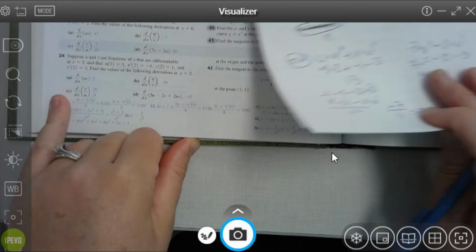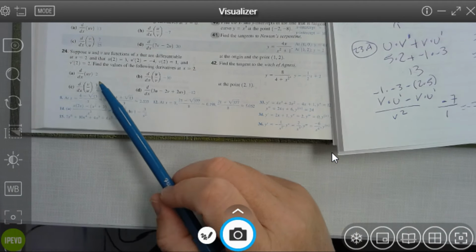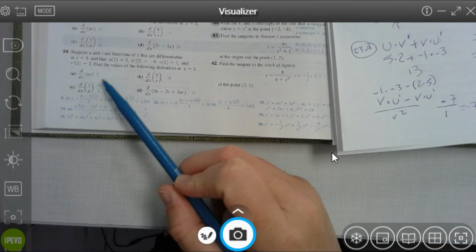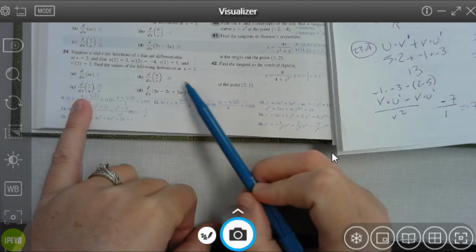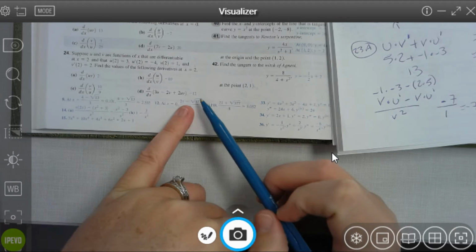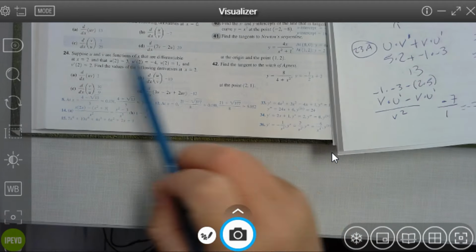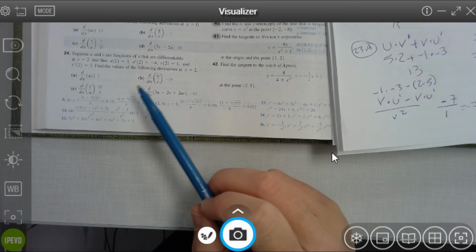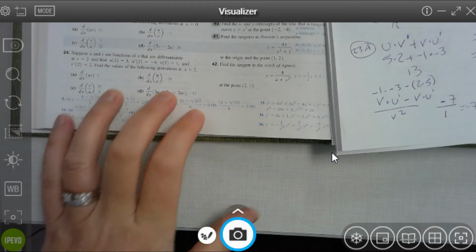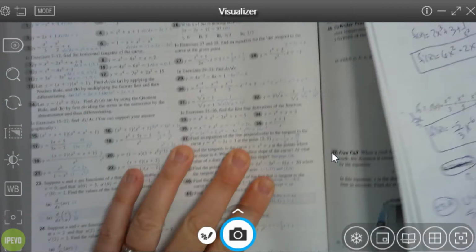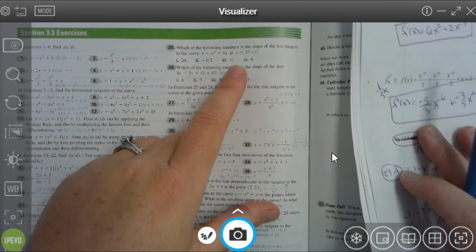If you wanted to look at 24 on your own and try some, the answers are here. You should get 2, negative 10, 10 ninths, and negative 12. This is more like an AP type question that they would give you, so you might want to look over those if you have time sitting at home. And then 25 I wanted to show you.